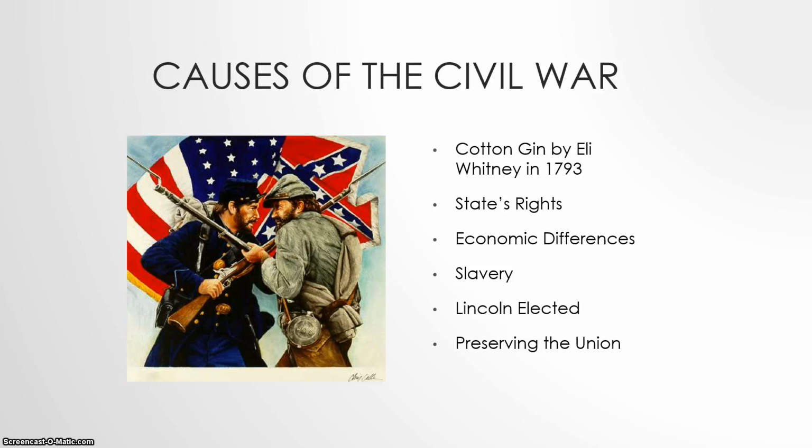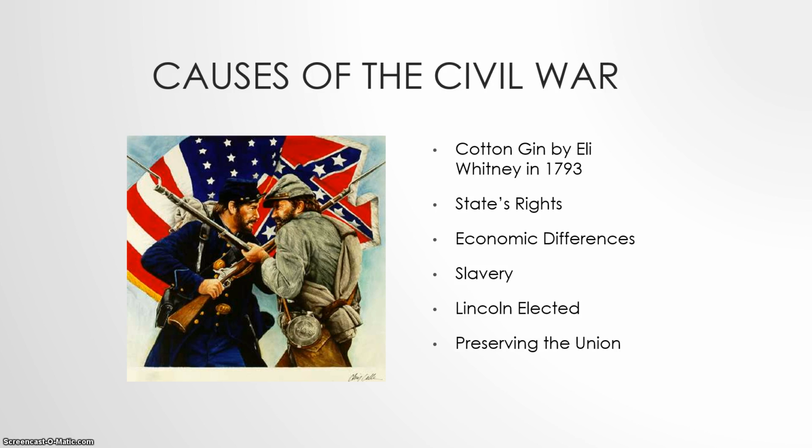So the first one will be the Cotton Gin by Eli Whitney in 1793. We'll also be talking about states' rights, the economic differences between the North and the South, the whole idea of slavery being immoral and under the Constitution, did they have the right to do that? The Lincoln election, why did the South not want Lincoln to become president? And also the fact of preserving the Union.